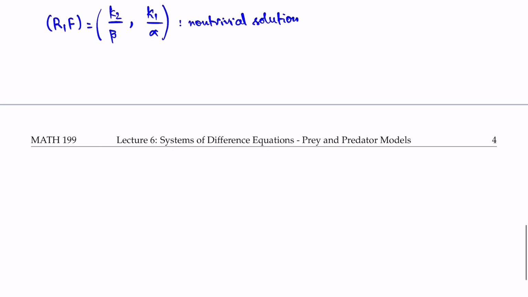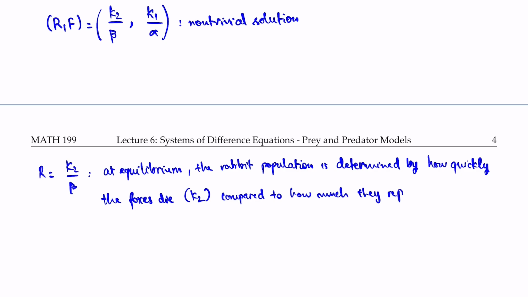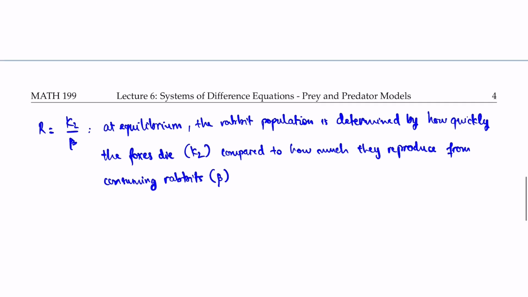In the case of R equal to K2 over beta, the prey population at equilibrium is determined by how quickly the predators die, at the rate of K2, compared to how much they reproduce by consuming prey at the rate of beta. So at equilibrium, the rabbit population is determined by how quickly the foxes die at the rate of K2 compared to how much they reproduce from consuming rabbits at the rate of beta.